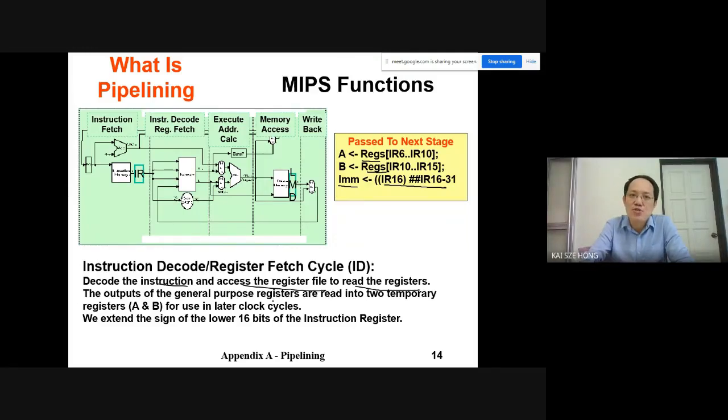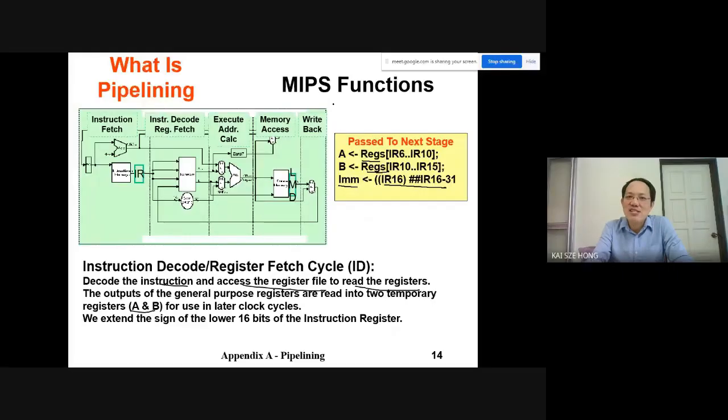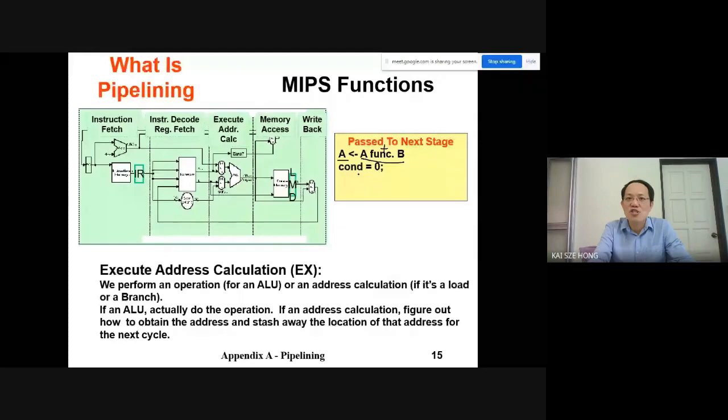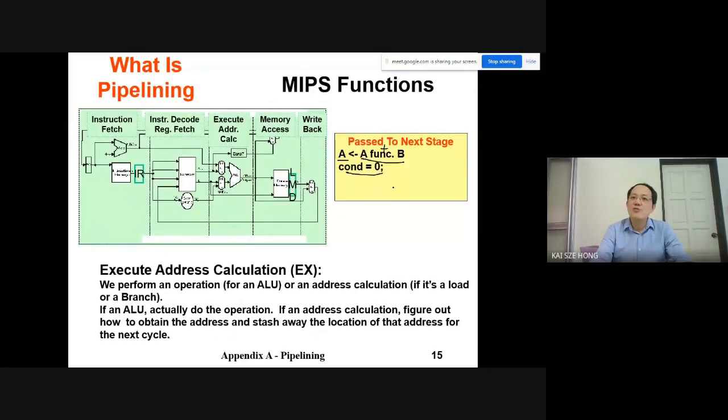The outputs of the general purpose registers are read into two temporary registers, A and B. When they are put in here, then they can be used. We also sign-extend the lower 16 bits of the instruction register. The third one is the execute address calculation. There, turn on the function A, B to the A. So let's say you have A plus B, then you have to enable this function, the arithmetic logic unit. After that, they set the condition register to zero.